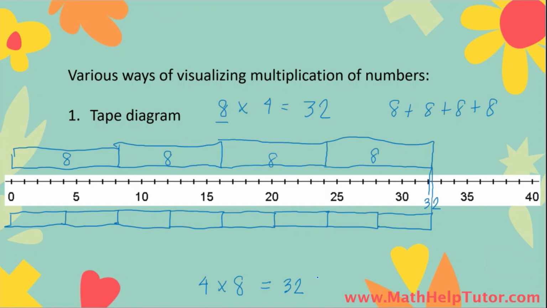Now, by the way, 4 times 8 is also just the same thing as 4 added to itself 8 times. So that's 4 plus 4 plus 4 plus 4 plus 4 plus 4 plus 4 plus 4, as can be seen here in this tape. So the great thing about the tape diagram is that it helps us see what is happening whenever we multiply numbers, and it also shows us the commutative property of multiplication.